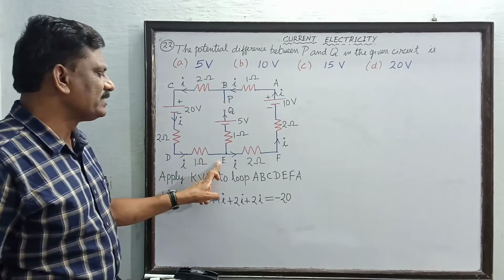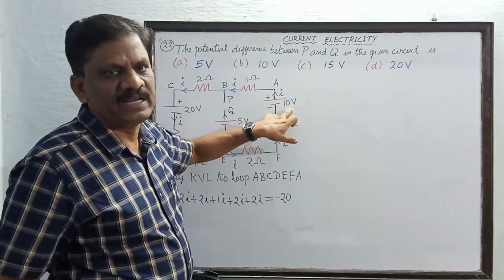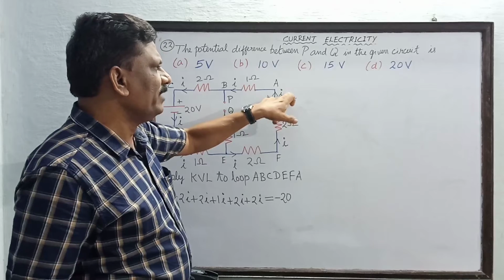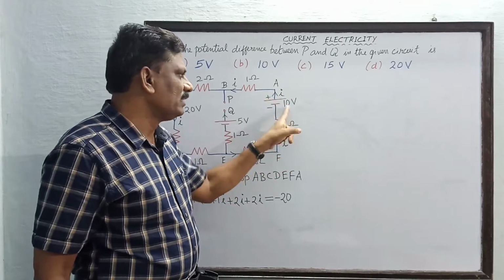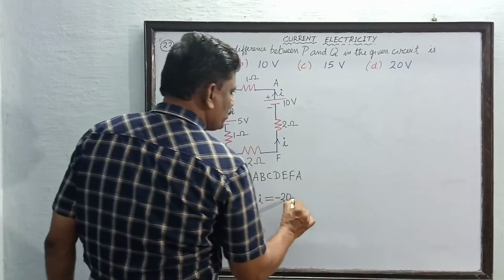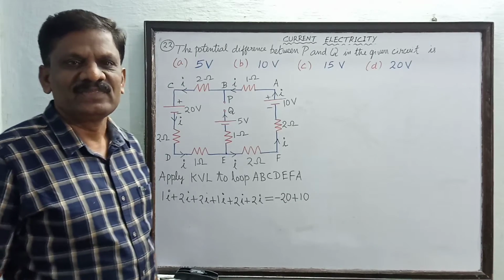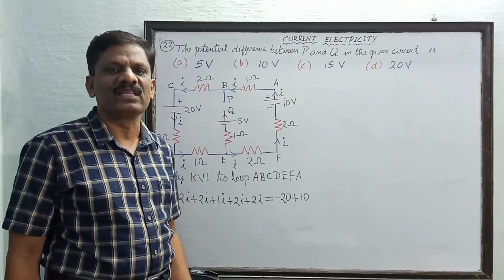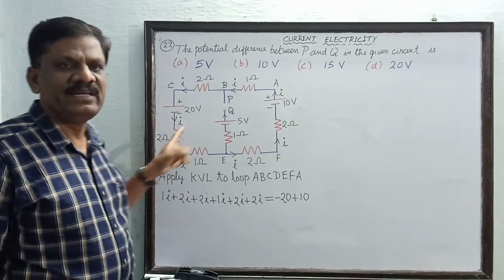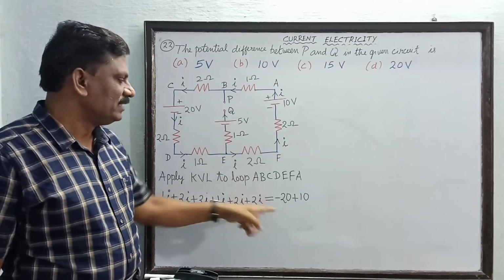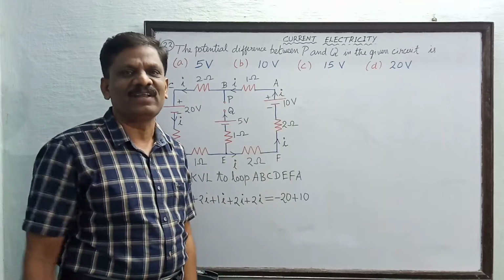Then from D to E, there is no cell. E to F also there is no cell. But F to A, there is a cell of EMF 10 volt. The current is leaving from which terminal of the cell? It is the positive terminal of the cell. Therefore, this 10 volt is positive. So, minus 20 plus 10. Have you understood? I have applied the sign convention for the EMF. This 20 volt is negative because the current I ampere is leaving the negative terminal of the battery. This EMF 10 volt is positive because the current I is leaving the positive terminal of the battery.